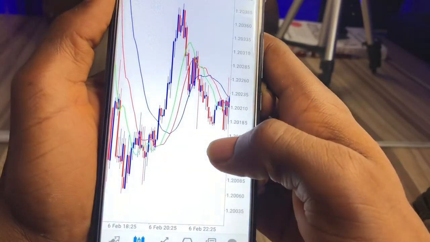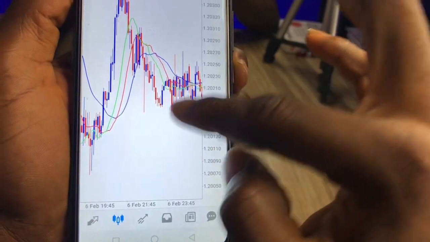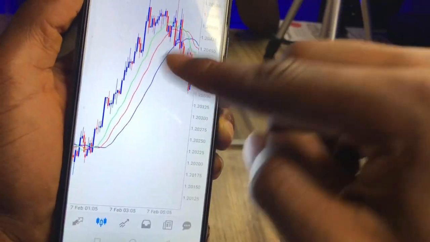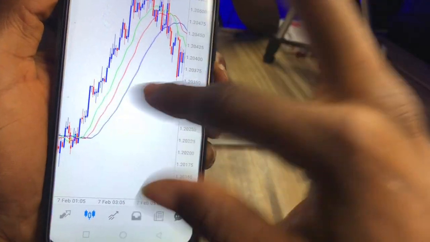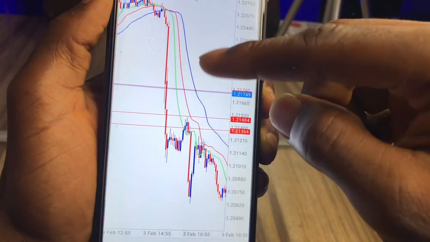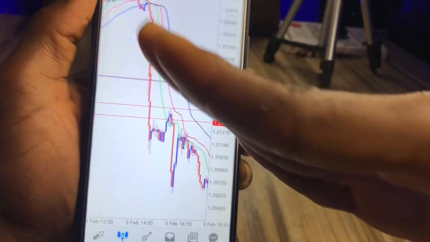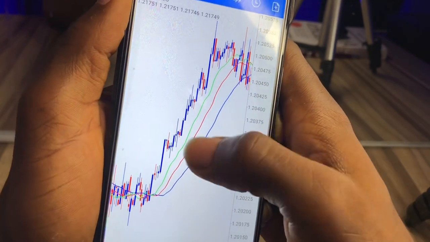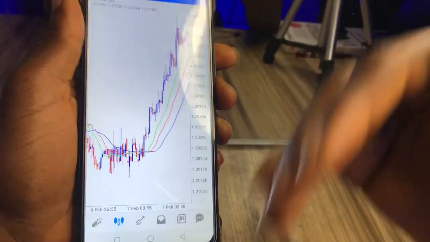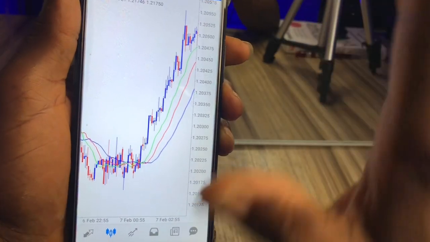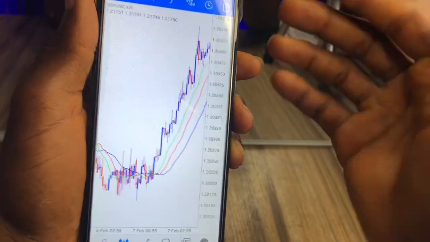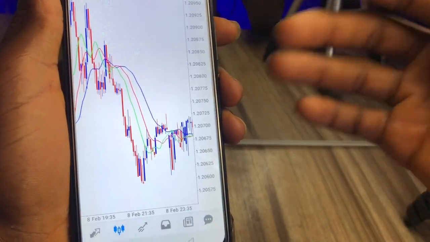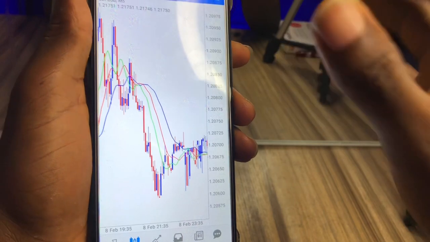Whenever you see the moving averages of the alligator indicator tightening up, this signifies that there is no trend in the market, and you see it pick back up when there is a trend. As a simple way to explain, whenever you see the blue moving average above, this signifies a sell in the market, and whenever you see the green moving average above, this signifies a buy. Whenever you see price above the alligator moving averages, it signifies a buy, and whenever you see price below the moving averages of the alligator, it signifies a sell in the market. So it's actually that simple.